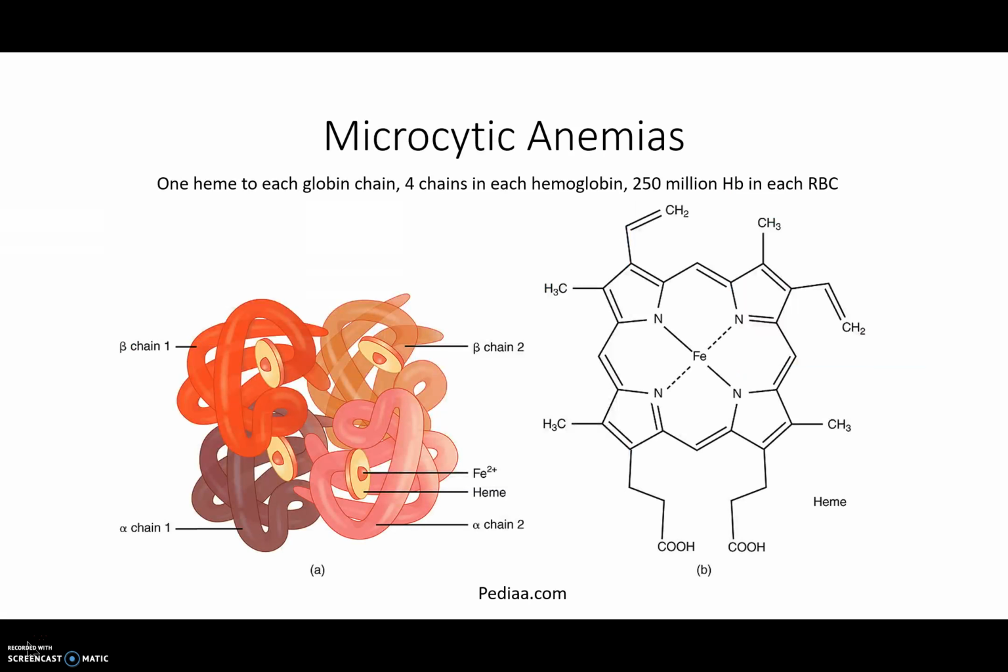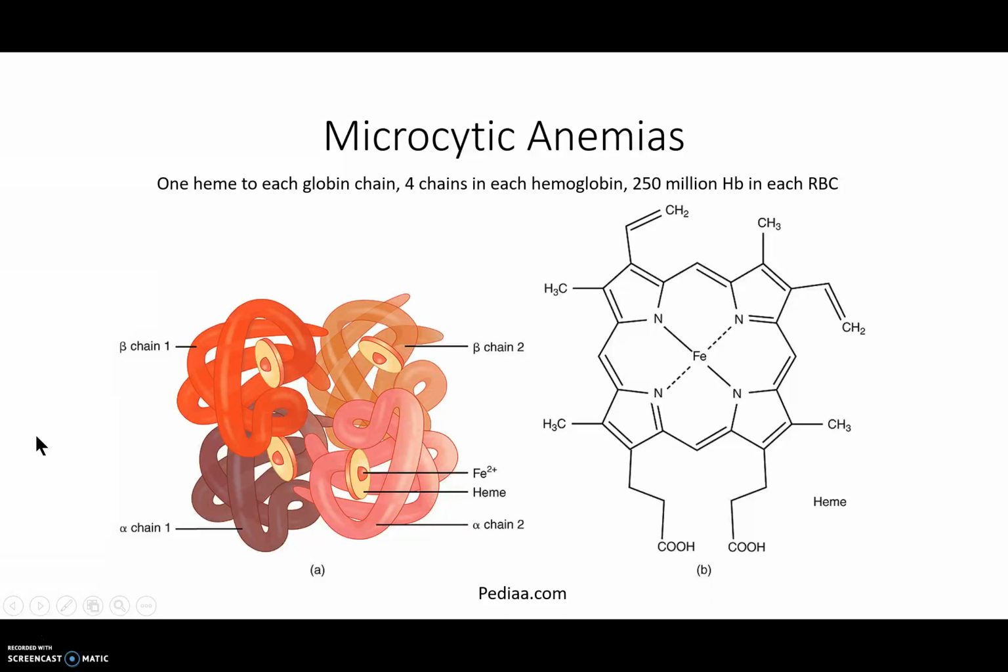For your microcytic anemias, let's first talk about the hemoglobin. That is comprised of heme and a globin chain. On the right side here, you'll see the heme, and that's a chain of carbons with an iron in the middle. There's one heme to each globin chain. So 4 of these globin chains with a heme to each one of them is going to make up your hemoglobin, and that's shown on this left side.